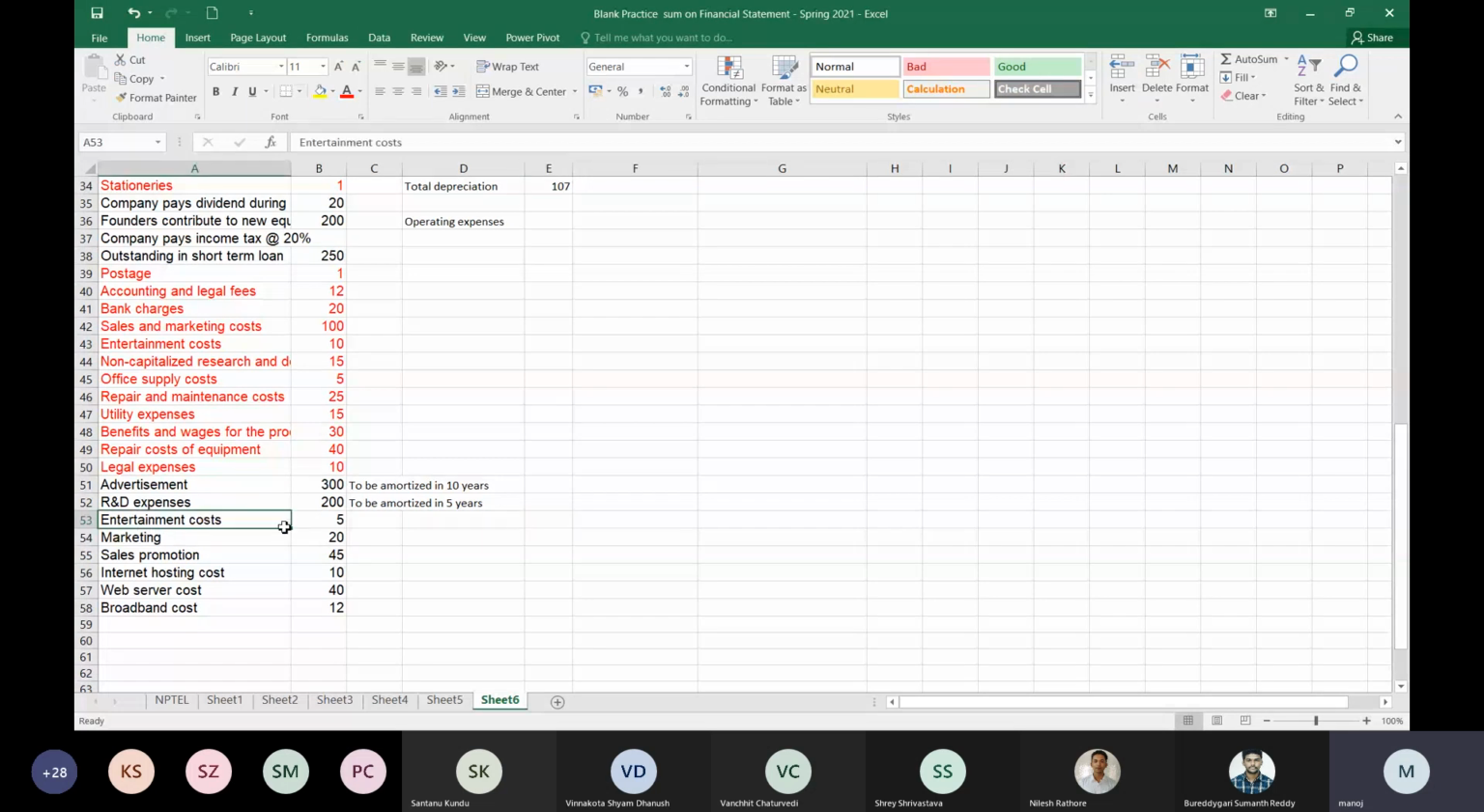Now, entertainment cost is very much part of operating expenses. Marketing, sales promotion, internet hosting, web server cost, broadband cost. I kept all of that just to drive home the point that there are so many other kinds of costs that you may not normally look at, you may overlook. When you are thinking of starting a company, you may not have much idea what kind of costs you may end up incurring. Just to have a wider understanding that there are many kinds of costs. So I should rather be careful.